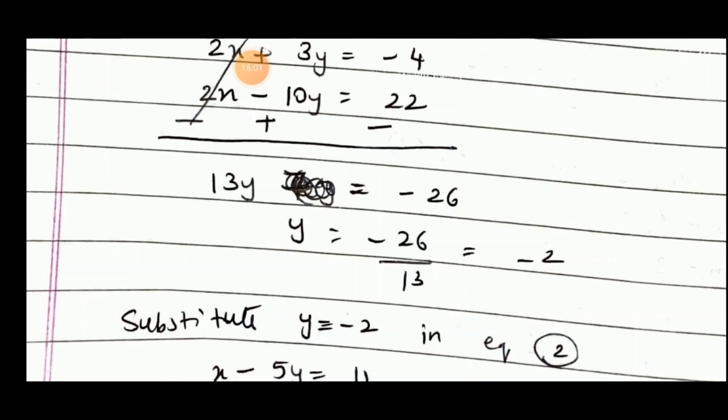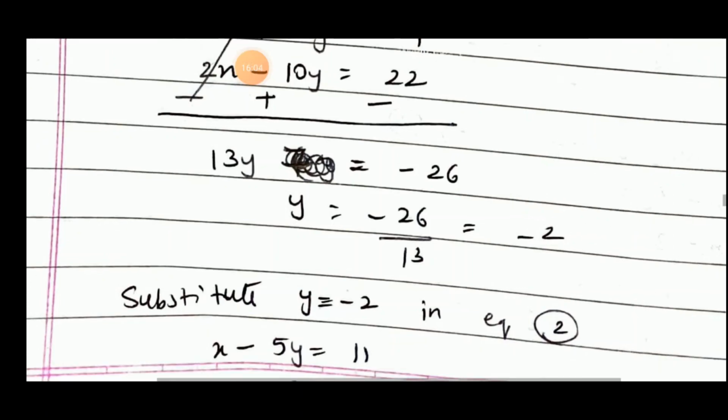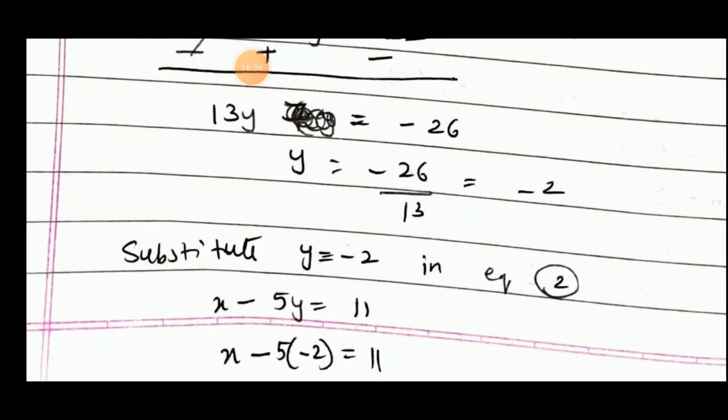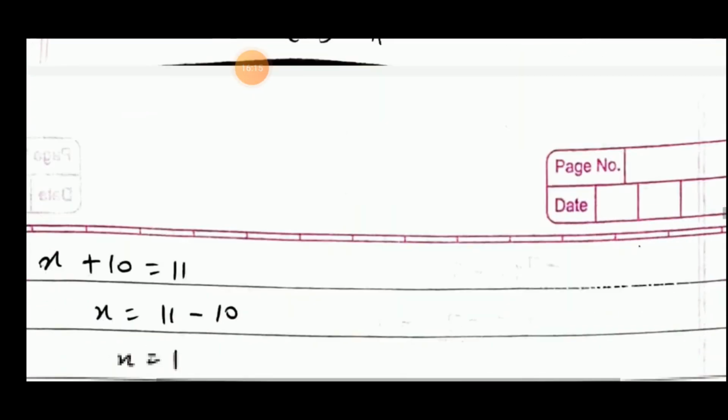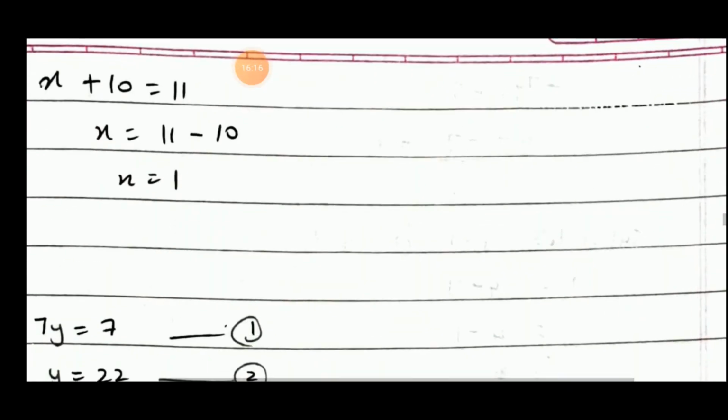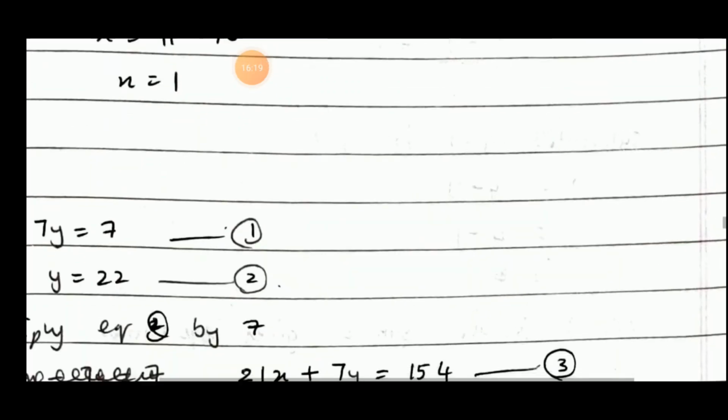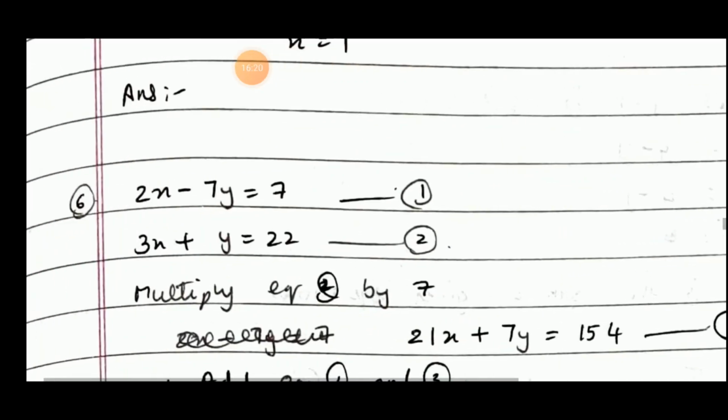Now substitute y is equal to minus 2 in equation 2. So x minus 5y is equal to 11. So x minus 5 into minus 2 is equal to 11. So x plus 10 equal to 11. x will be equal to 11 minus 10, that is 1. And then write down the answer.